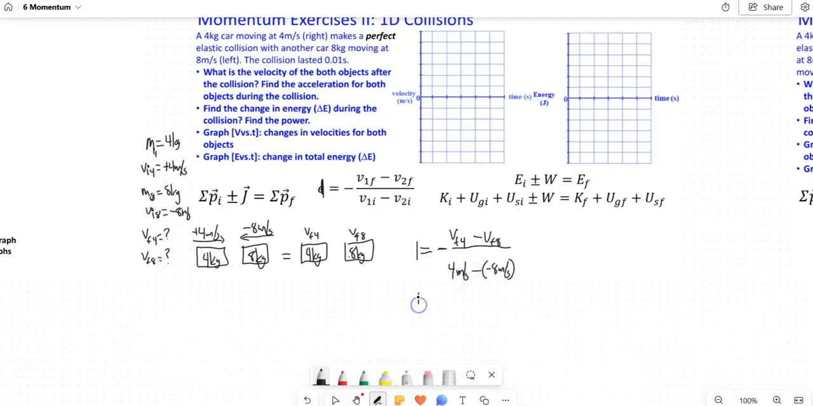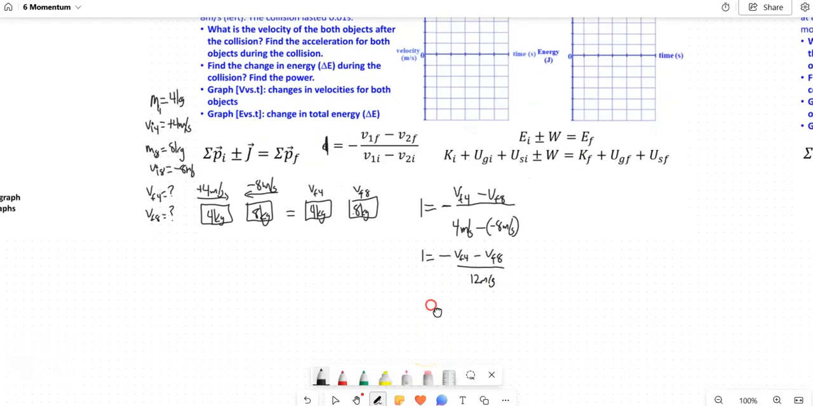What we're going to end up getting is negative v final 4 minus v final 8, over, what is that, 8, 9, 10, 11, 12. So 12 meters per second. And we're going to divide that up onto the other side. So this is going to be 12 meters per second equals negative v final 4 minus v final 8.